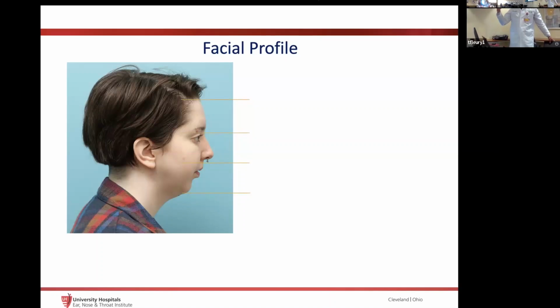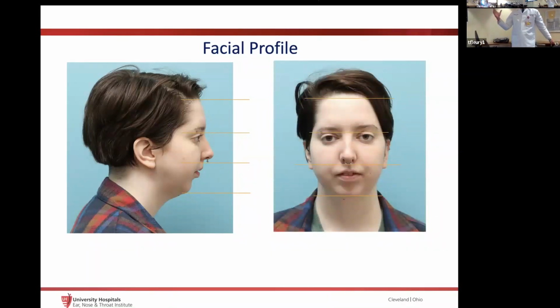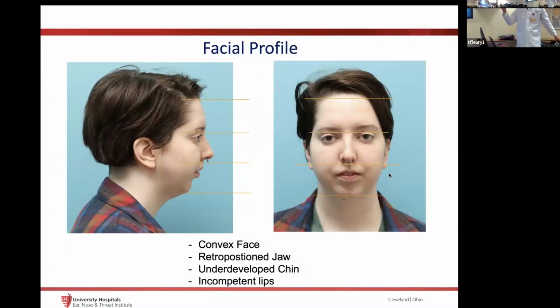So we use different guides. For instance, we use the thirds to look at the division and the symmetry. But it's really simple to look at the face and make the diagnosis of a convex face, especially she's bi-retrusive, meaning both jaws are retropositioned, but especially the lower jaw is significantly retropositioned. The chin is underdeveloped, and finally, lips are not competent, not touching.